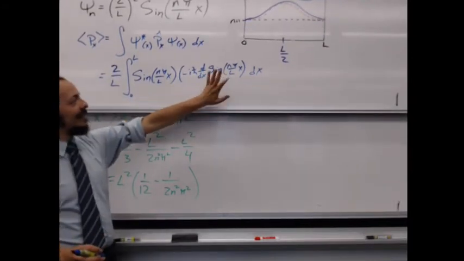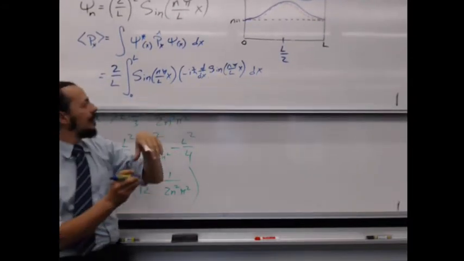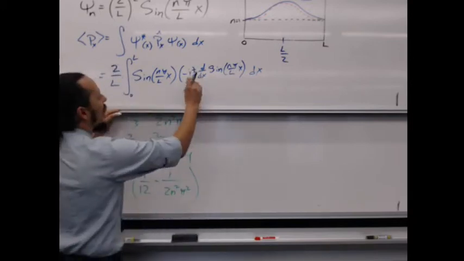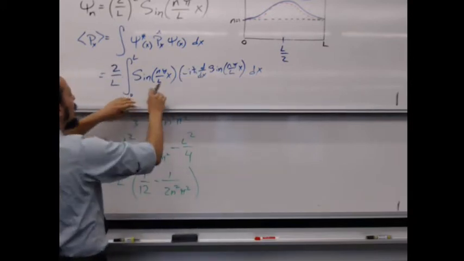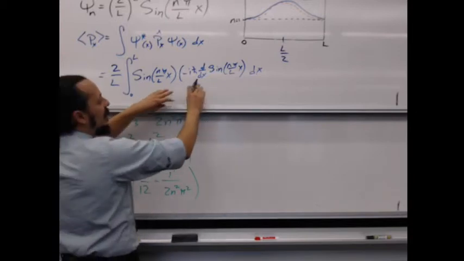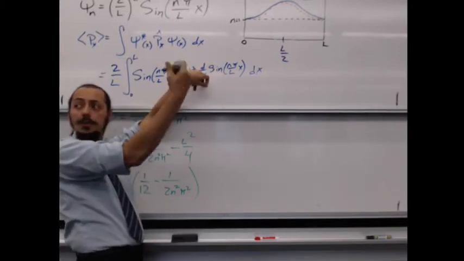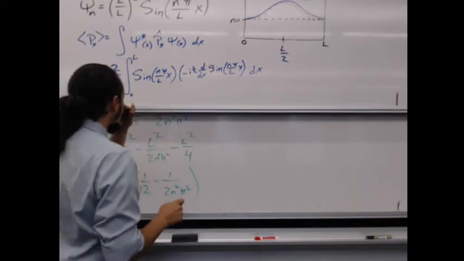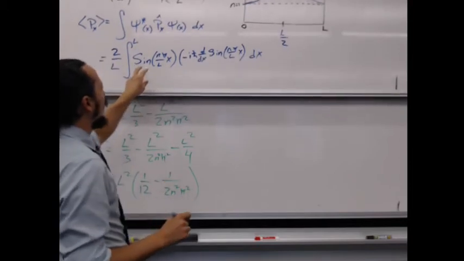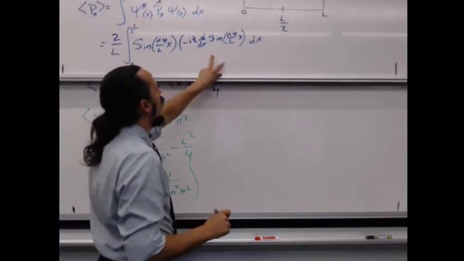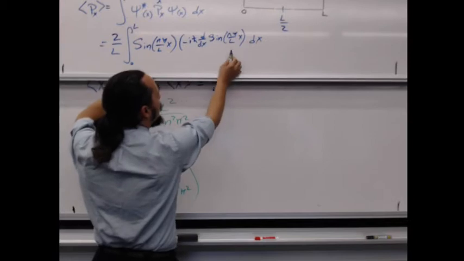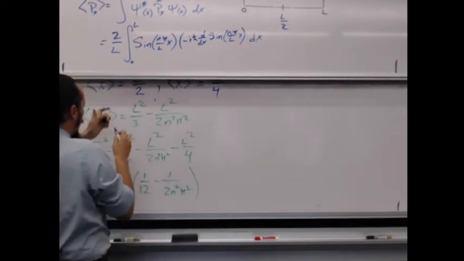This operator is going to change that sine to a cosine, of course. The IH bar is going to be a constant, so I can bring that outside. The sine is going to flip to a cosine, and I'm going to have the integral of sine n pi x cosine n pi x. I'm also going to have an n pi over L end up on the outside.